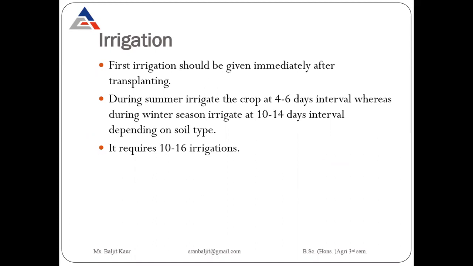In total, we can say that brinjal crop requires 10 to 16 irrigations, right? So in the summer months, it requires more irrigation, so the interval is smaller, that is only 4 to 6 days interval. And in winter season, the crop requires somewhat less water. That's why the irrigation interval is more, that is 10 to 14 days interval.